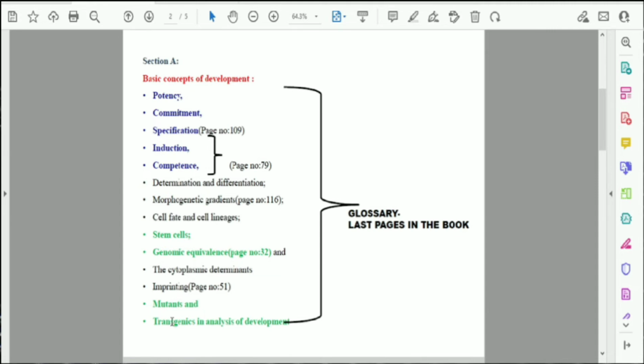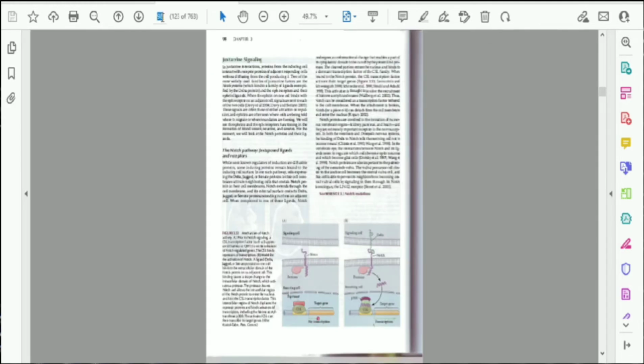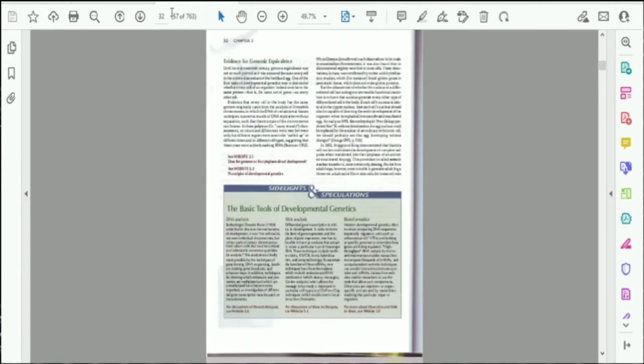Okay, I have given the page number for the morphogenetic gradient and genomic equivalence. It is given on page number 32. It's given in this section, evidence for genomic equivalence, everything. You can refer to this particular thing.